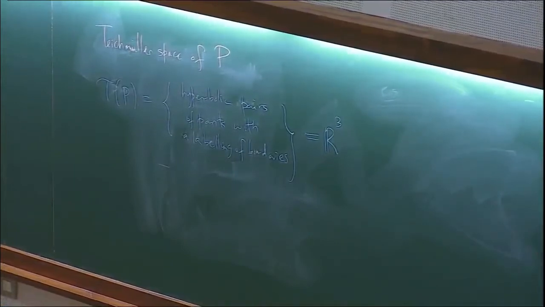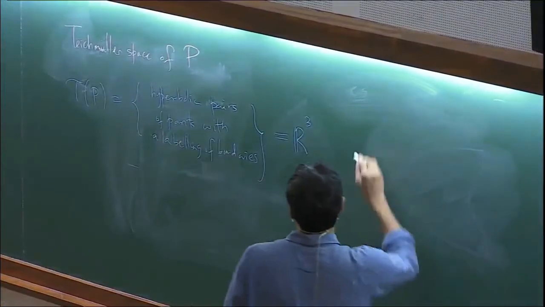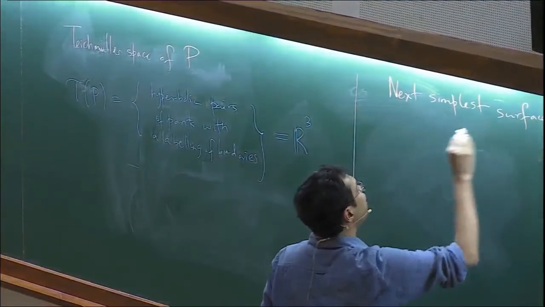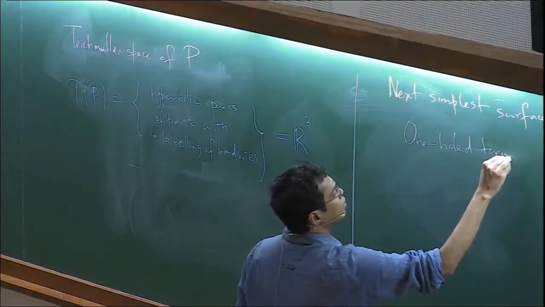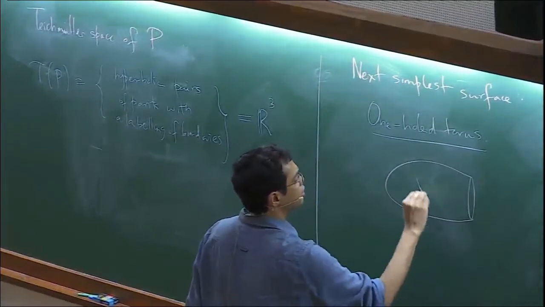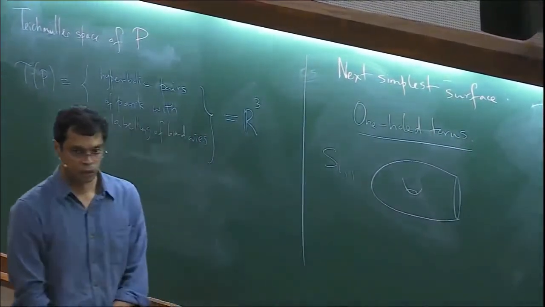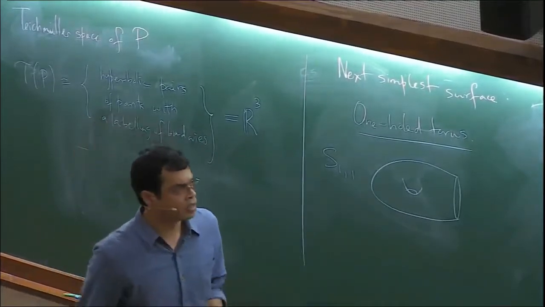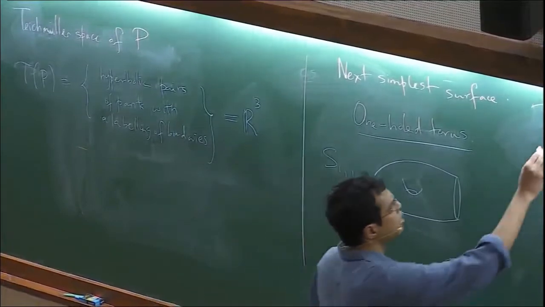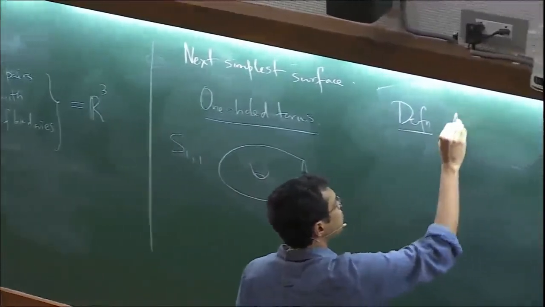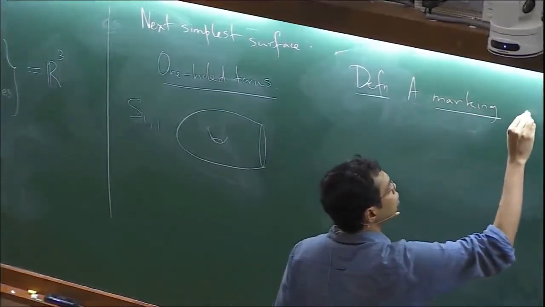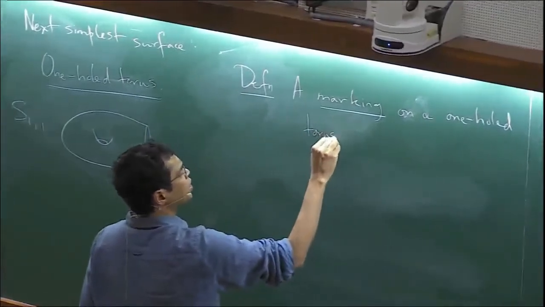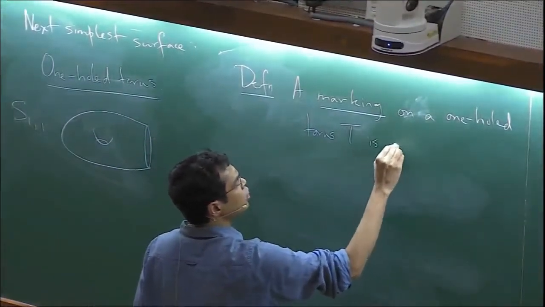Okay, so what's the next simplest surface? So let's move to the next simplest case. That's the one-hole torus. Okay, so here's what it looks like. In other words, it's S_{1,1}. Again, its Euler characteristic is -1. So we want to do the same thing here, but this time we need some more curves to cut along, and so we need this definition. Let me define a marking on a one-hole torus, let's call it T, is a choice of a homeomorphism.